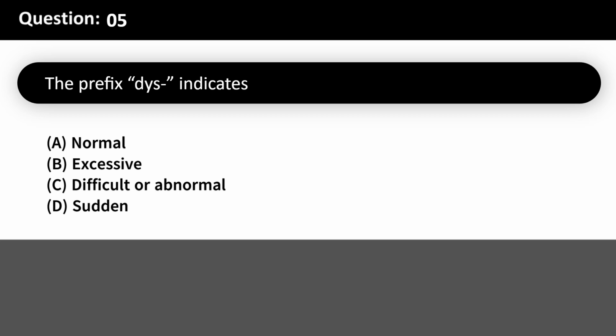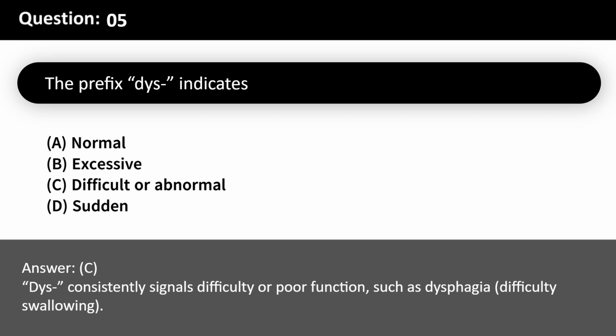The prefix dis- indicates: A. Normal. B. Excessive. C. Difficult or abnormal. D. Sudden. Answer, C. Dis- consistently signals difficulty or poor function, such as dysphagia, difficulty swallowing.